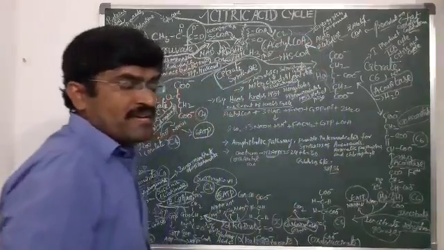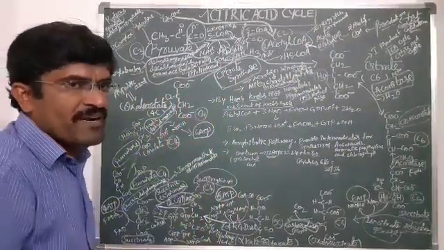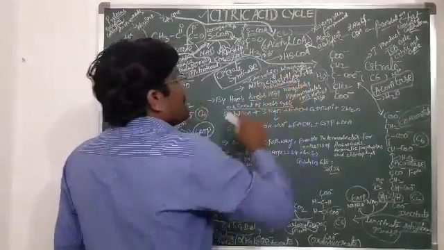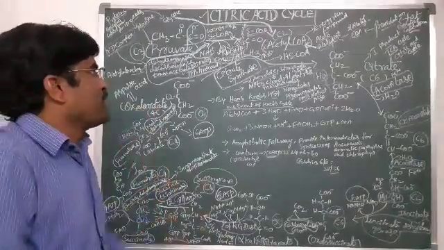Acetyl-CoA is one of the energy-rich compounds we got, and afterwards it enters the matrix of the mitochondria. It is an aerobic process, and it requires oxygen.